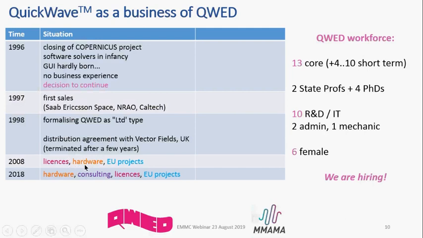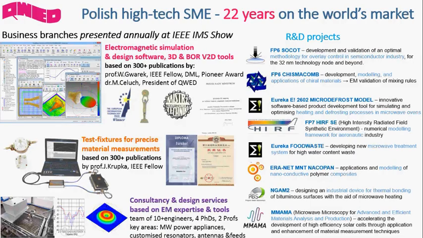In early 2000, we started distributing hardware for material measurement, and also we started getting European projects in FP6 and later FP7. Today this profile has changed, and you can see in the order of profit which branches give us more. So this is how QWED looks 22 years since its establishment.